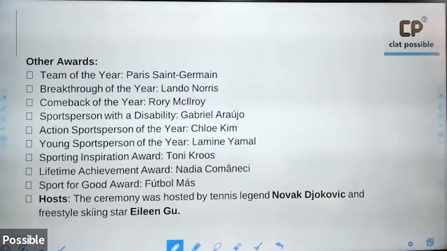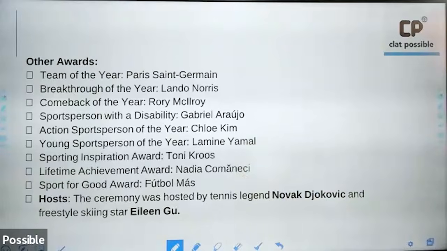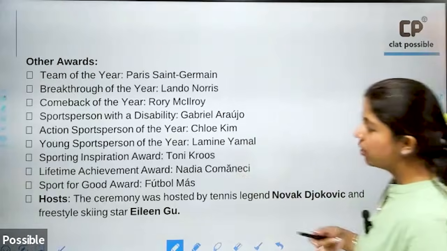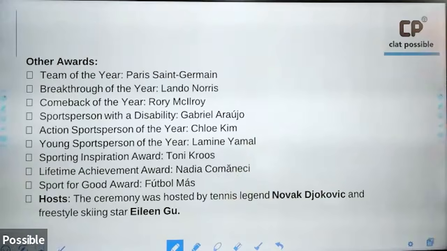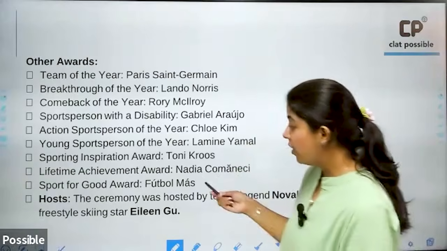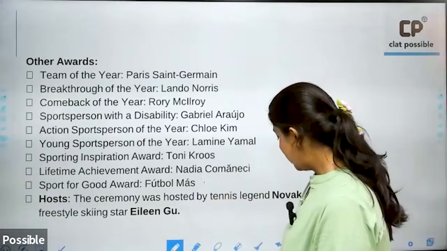Team of the Year, Paris Saint-Germain. Breakthrough of the Year, Lando Norris. Comeback of the Year, Rory McIlroy. Sports person with a disability, Gabriel Arroyo. Action sports person of the year, Chloe Kim. Young sports person of the year, Lamine Yamal. Sporting inspiration, Tony Cruz. Lifetime award, Nadia Comaneci. Sport for Good award, Football Mass, and hosted by Novak Djokovic and freestyle skiing star Eileen Gu.